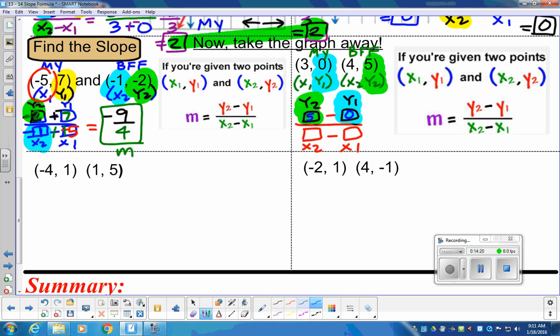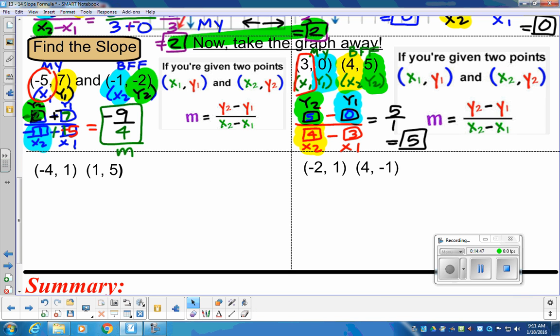The X2 value is 4, so we're going to put a 4 in there. And the X1 value is 3. Cleaning this up, in the numerator, 5 minus 0 is 5. 4 minus 3 is 1. So we have a slope of the whole number 5. Slope is 5. There's our answer.